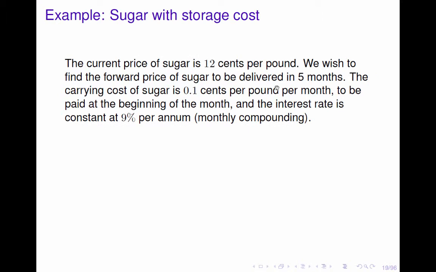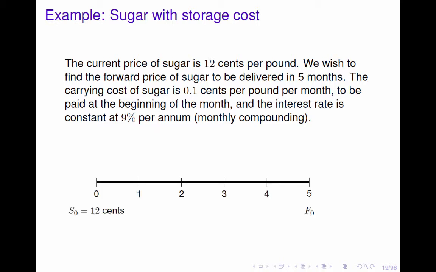Now let's take a look at an example of a forward contract on sugar. Assume the current price of sugar is 12 cents per pound, with carrying cost 0.1 cents per pound per month to be paid at the beginning of each month. Given the interest rate is 9% per annum, with monthly compounding, what is the 5 months forward price of the sugar?